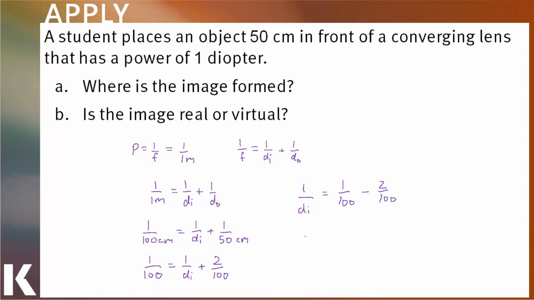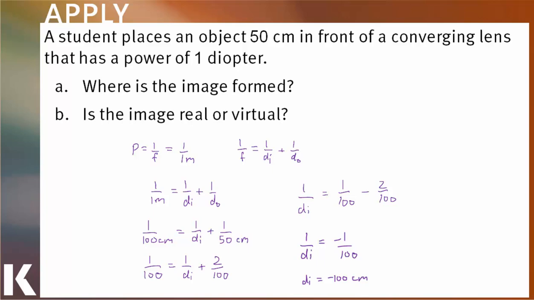And when you simplify that a little further, we're going to have 1 over our image distance is equal to negative 1 over 100. That tells you then that the image distance is at negative 100 centimeters. And again, the sign is really important here. The negative sign tells you that this is going to be a virtual image.